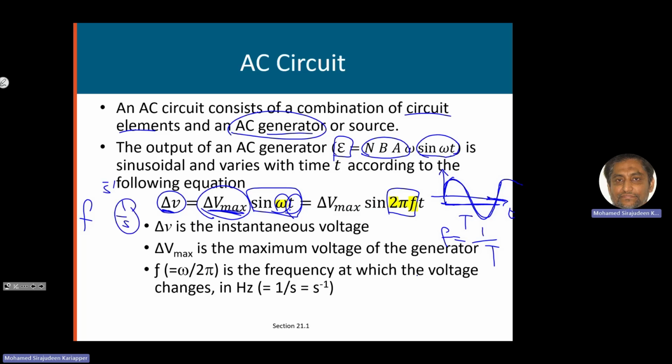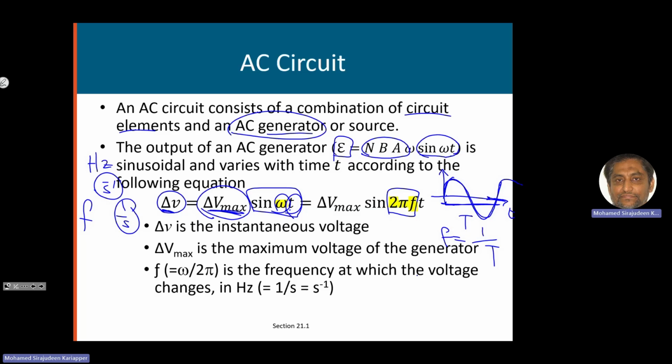But 1 over second has a name: hertz. So please remember this, 1 over second has a name, hertz. Let me ask you a question. The power supply here at home and here in the university is an AC current. Do you know the frequency of that AC current? How fast is it? How many hertz is it? It's 60 hertz.